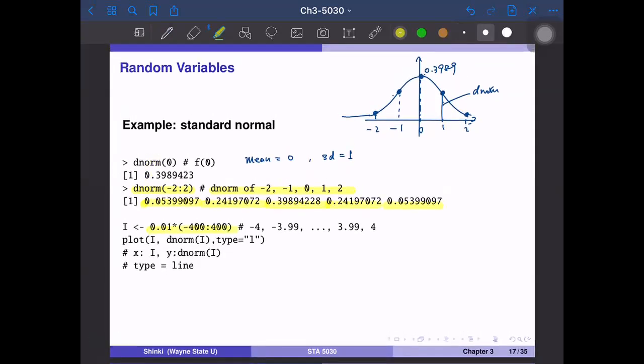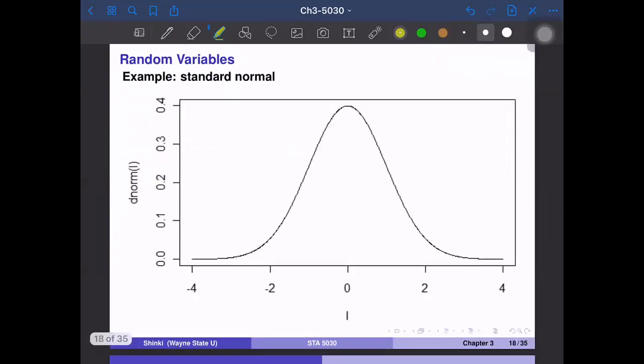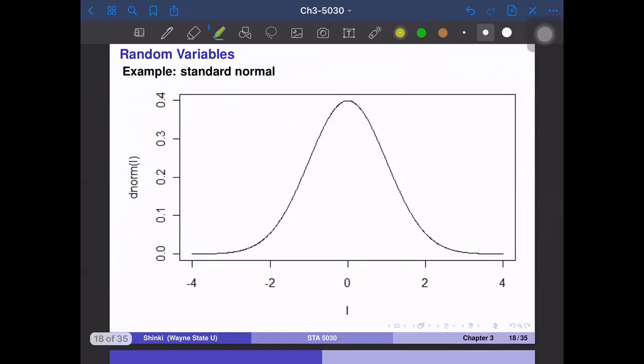If we have 801 numbers from -4, -3.99 up to 4.00, then if we plot, we can draw a very smooth density curve that is shown here. Actually, I saved this image as a low resolution file, so around here it's not smooth, but if you generate it in R with the same code, it should be a smoother curve.